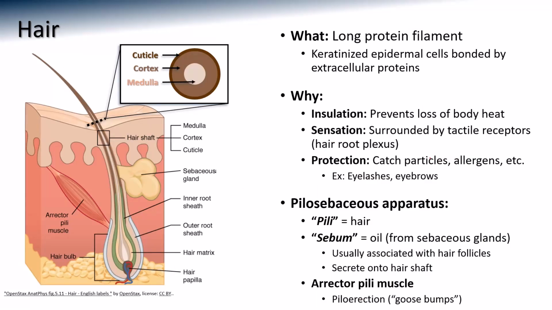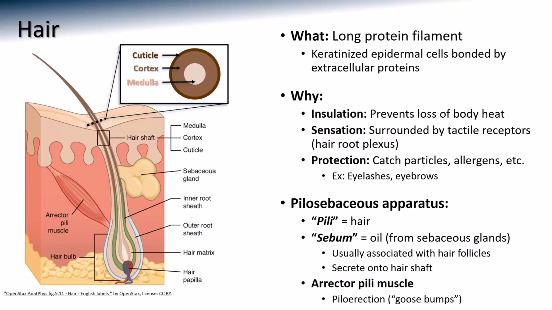All right, so let's talk about hair first. Hair is a long protein filament. So these are lots of keratinized epidermal cells that are stuck together and strung out into a long string by extracellular proteins. Why would we want something like that? For insulation mostly. So having these hairs helps prevent body heat loss.